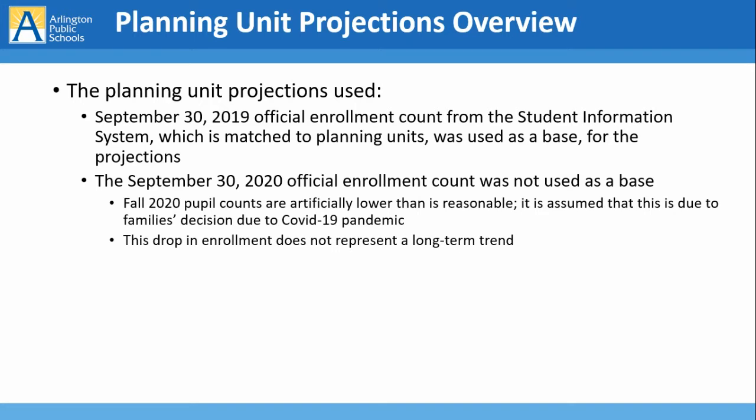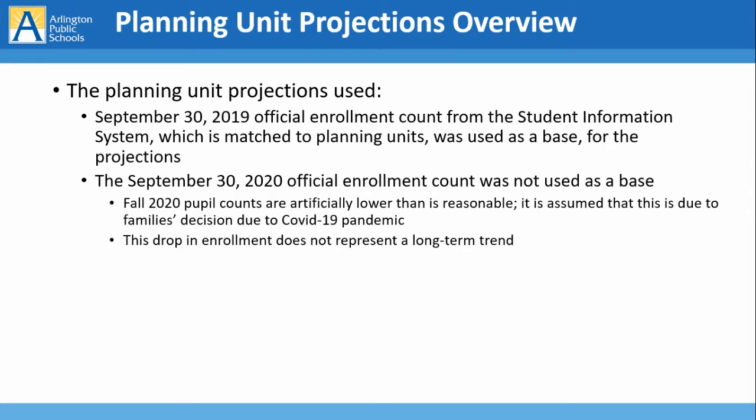The planning unit projections use the September 30, 2019 official enrollment count from the student information system, which is matched to planning units and was used as a base for the projections. Ordinarily, with these projections, we would use the latest enrollment information, which when we worked on these projections this spring would have been September 30th, 2020, but we did not use these, and this was in keeping with what we also did in the fall projections.